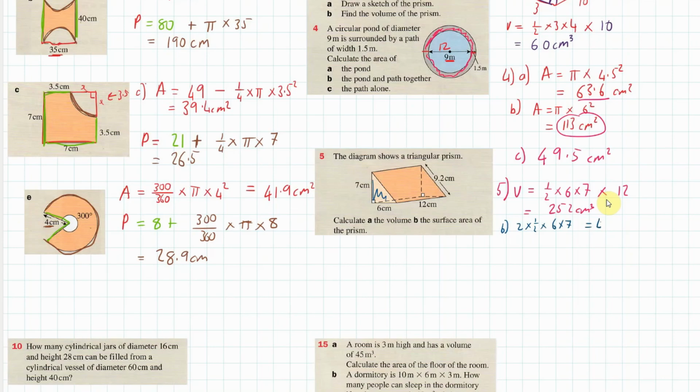Oh, it's 42. Sorry, 42. Okay. And then we need to do the bottom. Okay, and the bottom is 6 times 12 is 72. And then we need to do this side here.